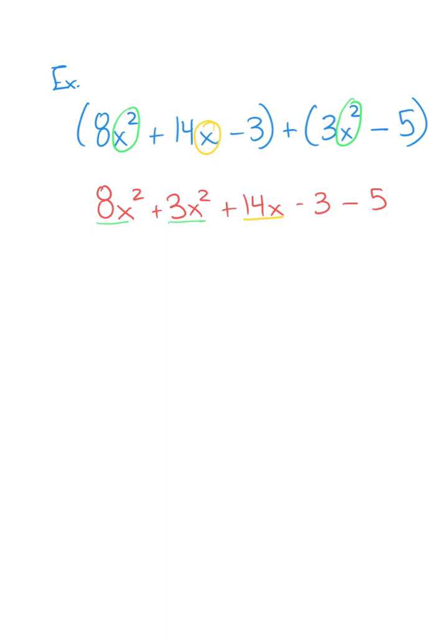And then last but not least, here is my regular number. Here is my regular number. You see them listed here. Okay, so for my actual final answer, I'm thus adding 8 plus 3, which is 11x squared. So keep the variable and its power exactly the same, plus 14x. And then this is that math that we've been doing since probably 6th grade, minus 8, because minus 3 minus 5 is minus 8. Okay?